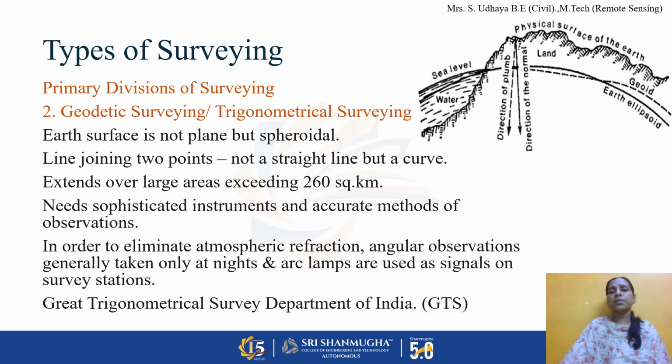For this kind of surveying, we need sophisticated instruments and accurate methods of observation. This surveying is adopted in general by the Great Trigonometrical Survey Department of India. Geodetic survey is usually done at night time with the help of arc lamps, in order to eliminate shadow problems and also atmospheric refraction in angular observations. It is preferred only during night time, and arc lamps are used as the lighting source. This is conducted by the Great Trigonometrical Survey Department of India.